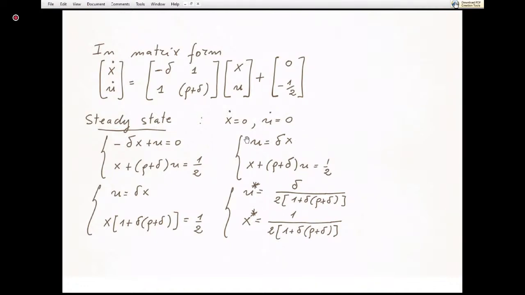So the equilibrium value of the control variable is what is enough to keep the state variable at a constant level, so to offset the depreciation of the state variable. And the other condition results in this equation: x plus rho plus delta u is equal to 1/2. Next I will show you a numerical example, but you can solve it and we obtain u star, x star.